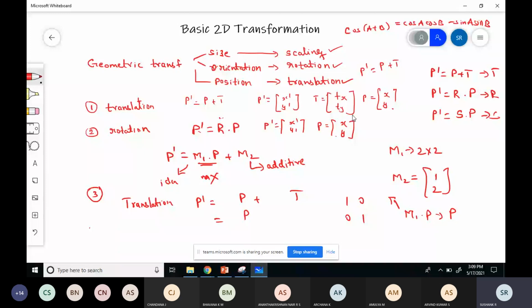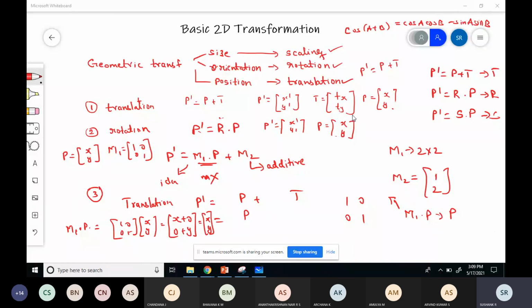I'll just give you an example. If P is X comma Y, and M1 is 1 0 0 1, then if I multiply M1 into P, that means 1 0 0 1 into X Y. 1 into X will be X plus 0 into Y, so it will be X plus 0. 0 into X will be 0 plus 1 into Y will be Y. So I'm getting the input only. I'm getting X and Y, which is nothing but P, the same thing.